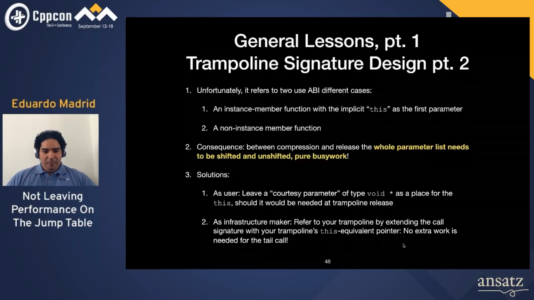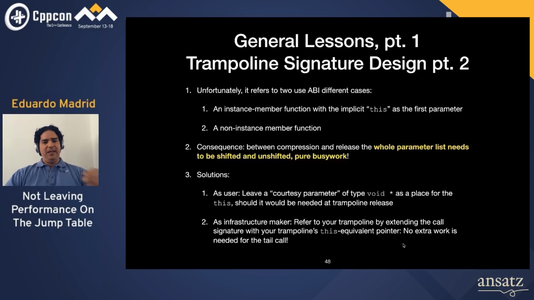I just touched on something that is important. Please pay attention because this is something essential. There are two different cases that function pointers refer to. One has an instance member function that has a this. So a call signature can have two ABI cases: something that is an instance member function with a this pointer, or a non-instance member function. And the difference, again, is that one has the this parameter at the beginning and the other doesn't.